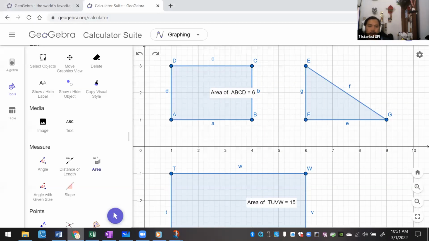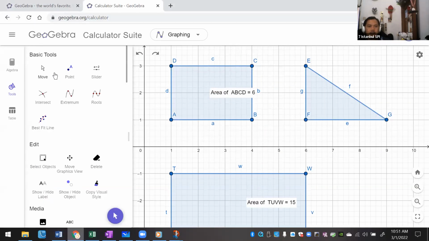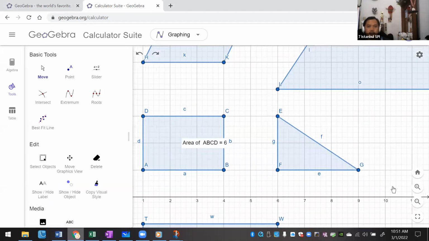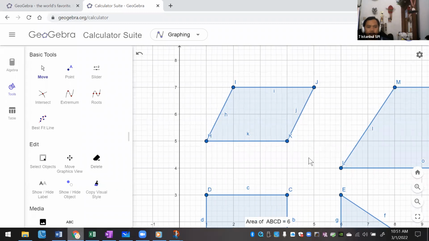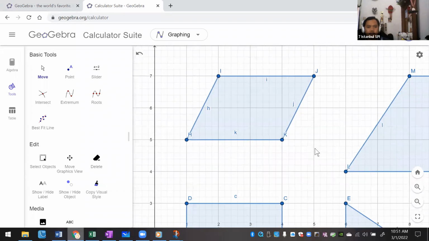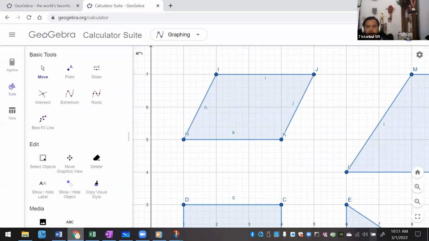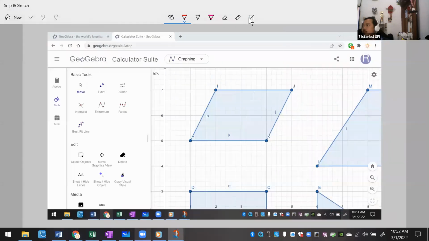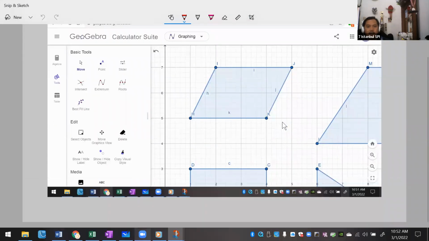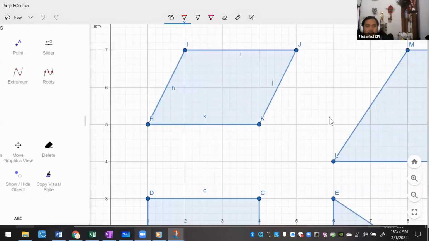For example, let's go back here. Okay. If I have this shape over here, this guy is a parallelogram. I'm gonna zoom that a little bit. Okay, this is a parallelogram. Oke, bentar ya, saya screenshot dulu. Okay, here we go, guys. So I have this parallelogram here.